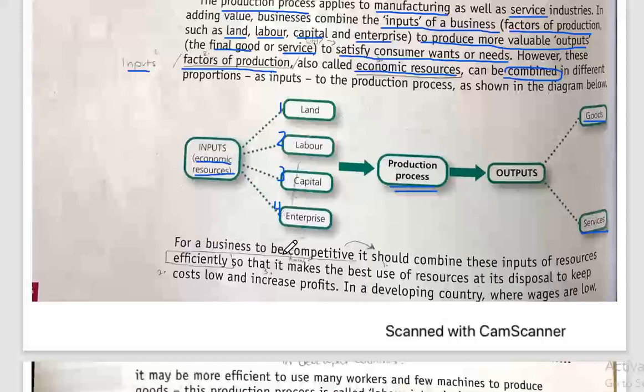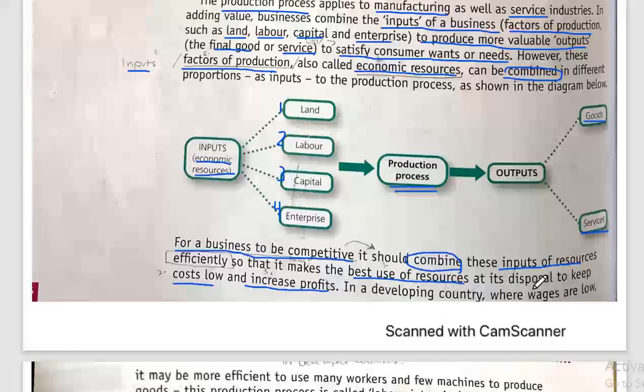For a business to be competitive, competing with other businesses selling the same products or working in the same industry, I should combine these inputs of resources efficiently, so that it makes the best use of the resources at its disposal, keeps costs low and increases profit. So I have three main purposes for this combination: to make the best use of these resources, to use the four factors of production effectively, to keep my costs low, and also to increase profit at the end.